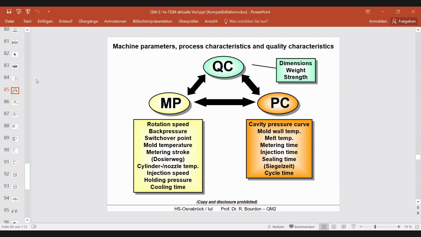Both the machine parameters and the process characteristics have an influence on the quality characteristics of the part. And these are the things you have to measure, and these are the things which are interesting for the customer. Dimensions, weight, strength, roughness, and other things directly measured on the product. These are the product quality characteristics here. So again, in the experimental plan, in the experimental design, you can only integrate those parameters which can be changed independently from each other.